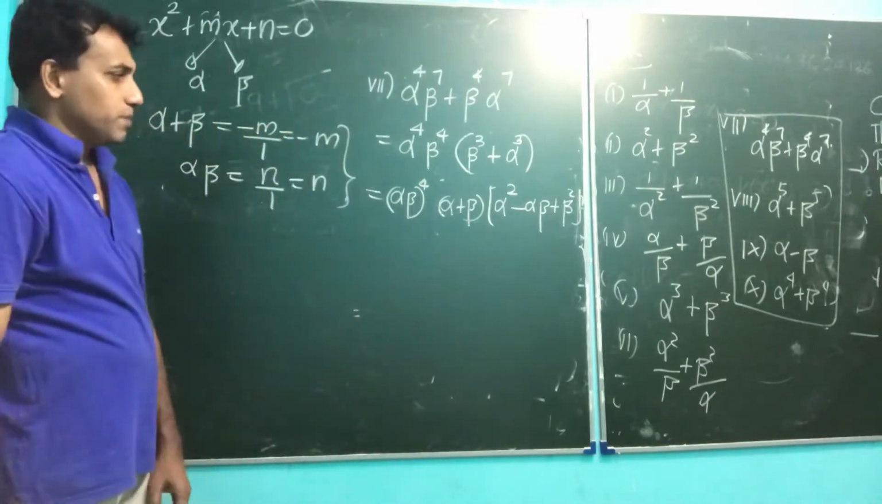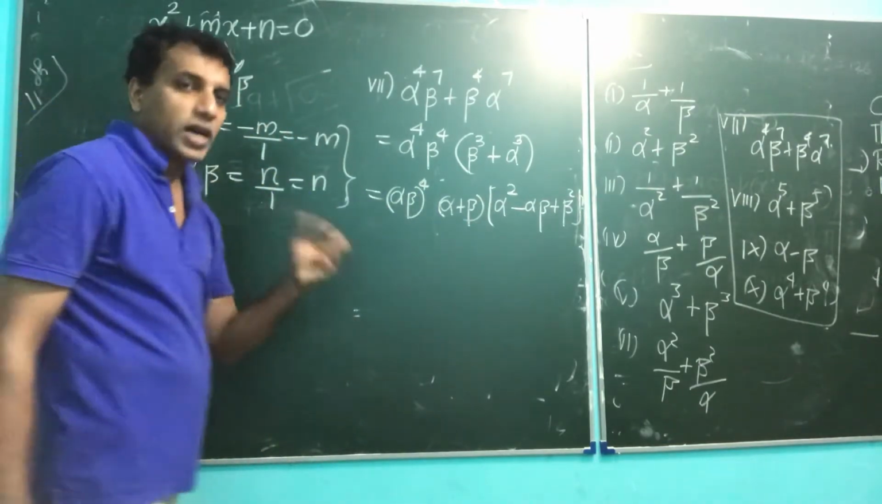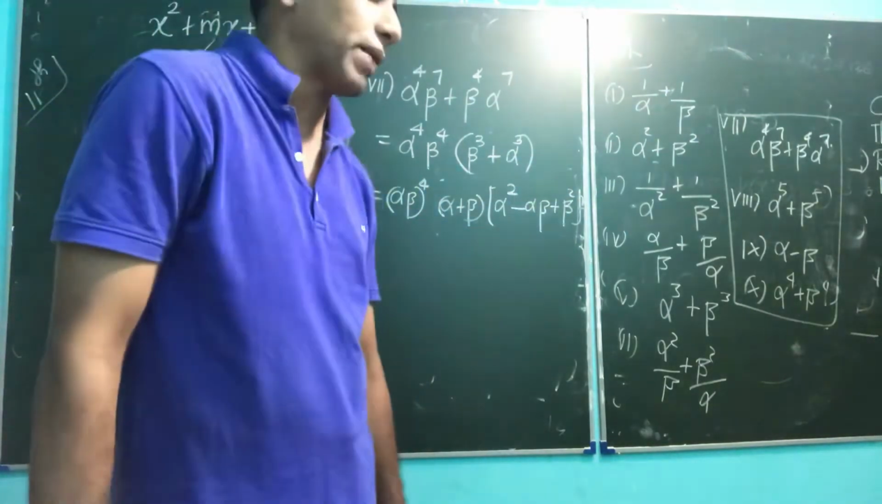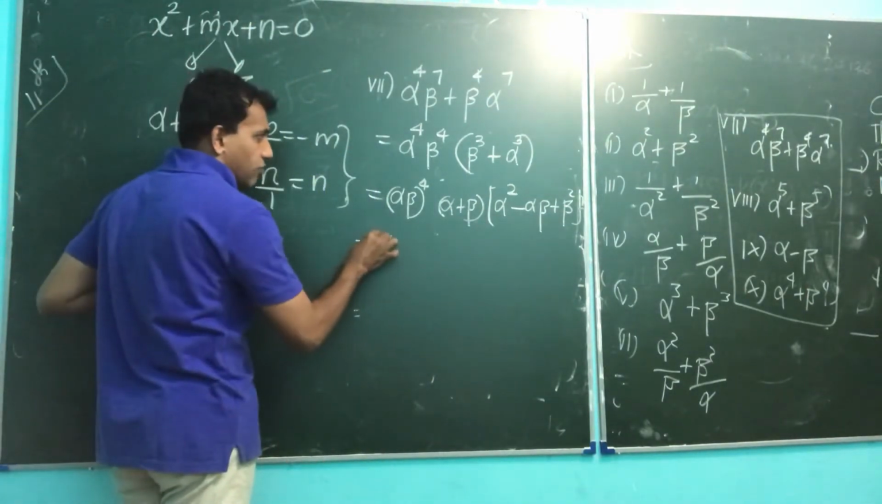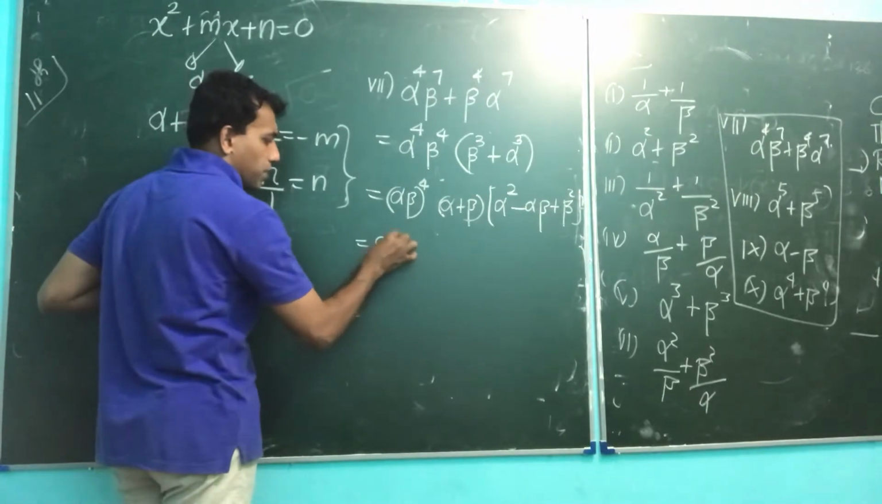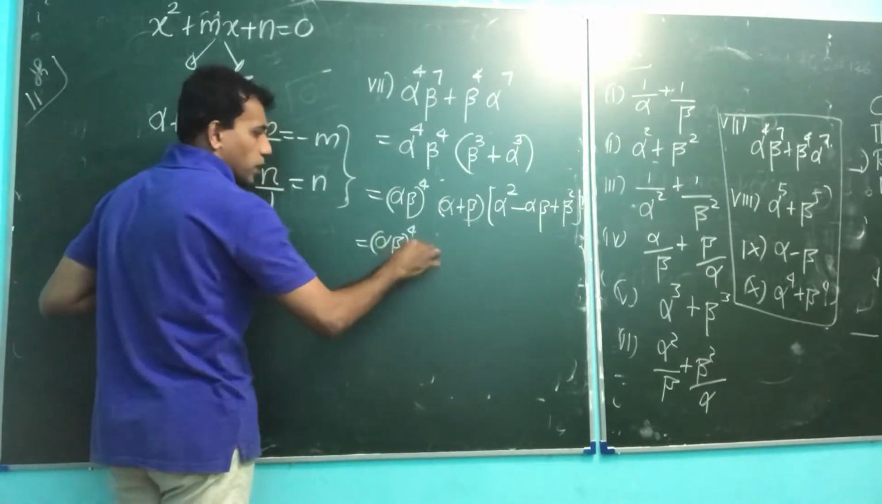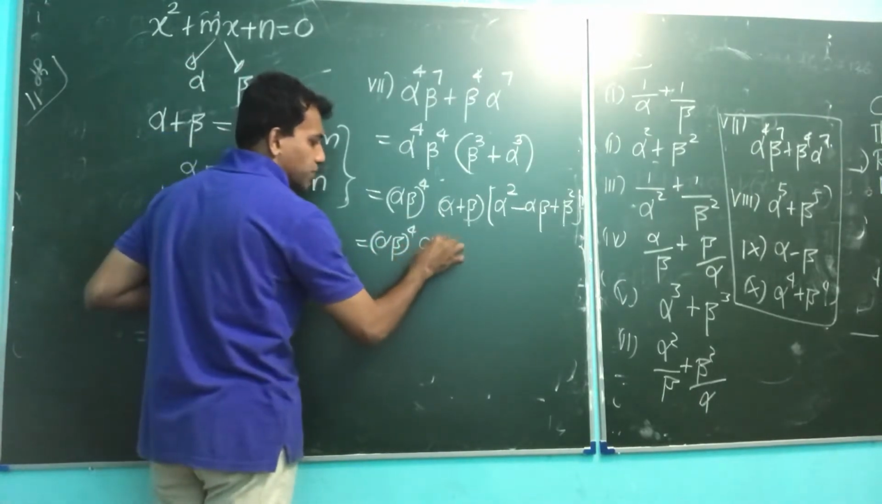A simple basic question. The idea is that the roots are given, then find some other expression or form. So further, alpha beta power 4 into alpha plus beta.